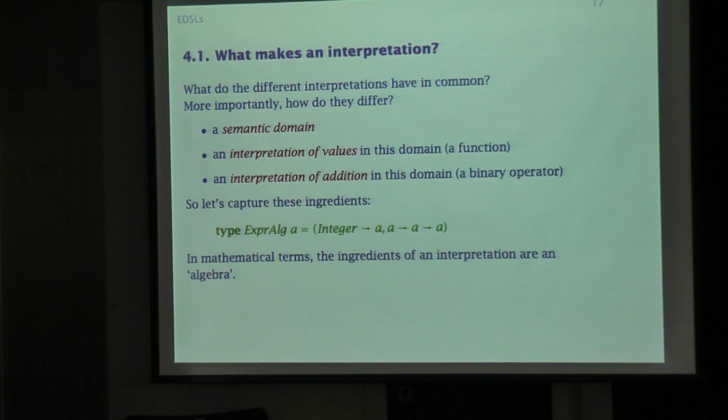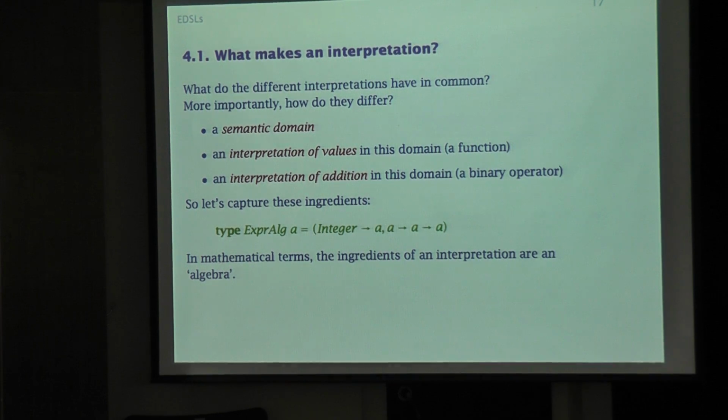Now, one difference between eval and print, which I didn't say, is that eval gives you an integer, print gives you a string. So that's another difference. Another difference is that eval uses the identity function on the value, and print uses the show function. And the third difference is that evaluation uses integer addition for the add constructor, and print uses string concatenation with pluses and parentheses.